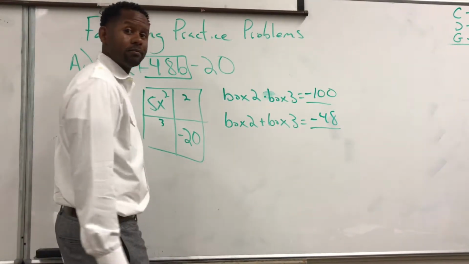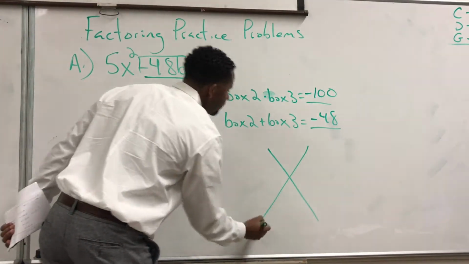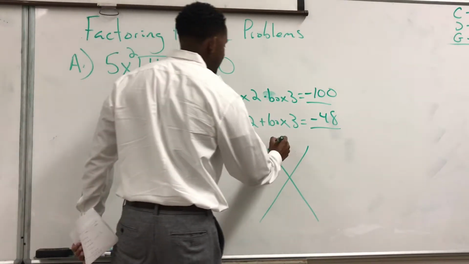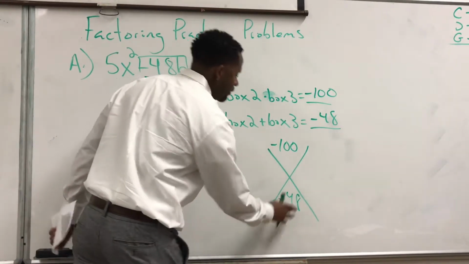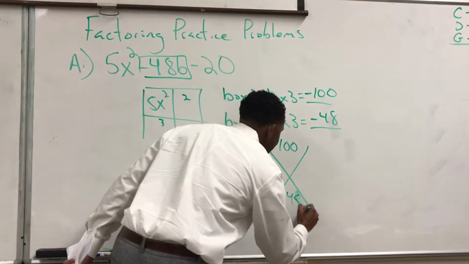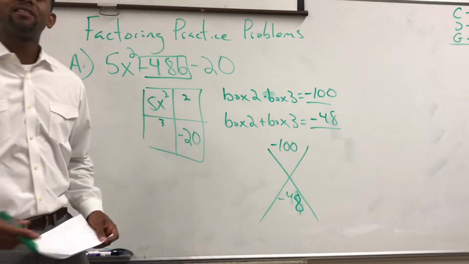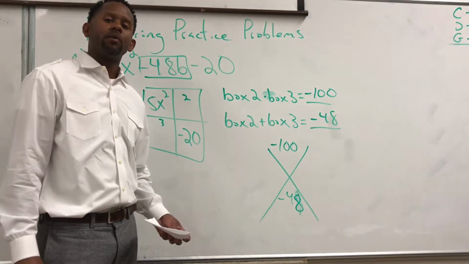Set up your x problem. Boom. You have a negative 100 on top and a negative 48 on the bottom, that's a terrible looking 8, negative 48. Excellent. Now go ahead and fill in that x problem.